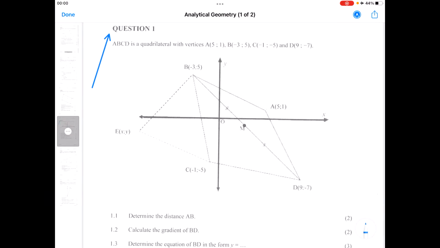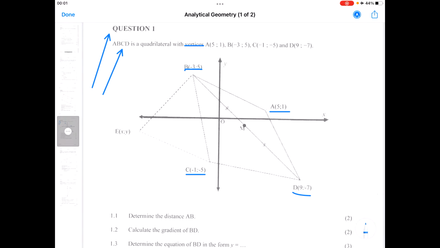So the statement reads as follows: A, B, C, D. Where's A? Okay, there is A. Where is B? Oh, there is B. C. Oh, there is C. D. There is D. So A, B, C, D is a quadrilateral with vertices. Remember, with vertices refers to the corners.